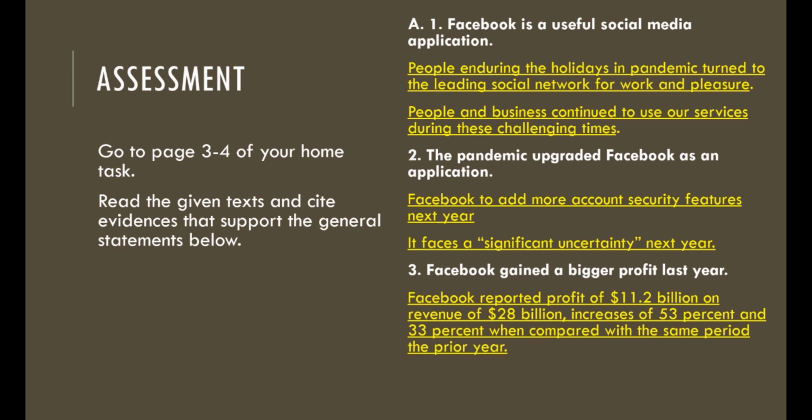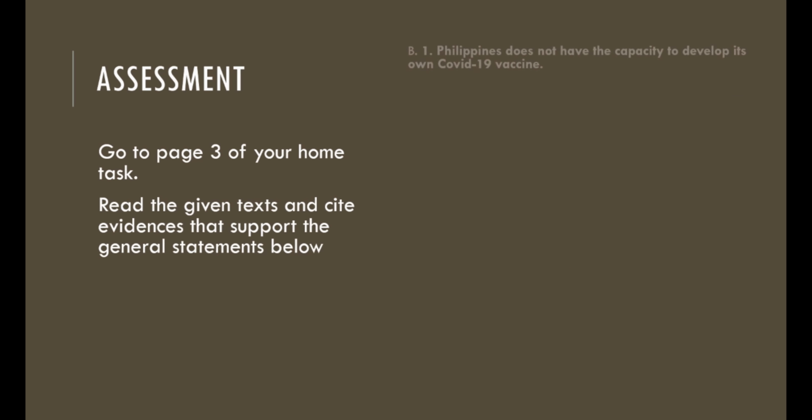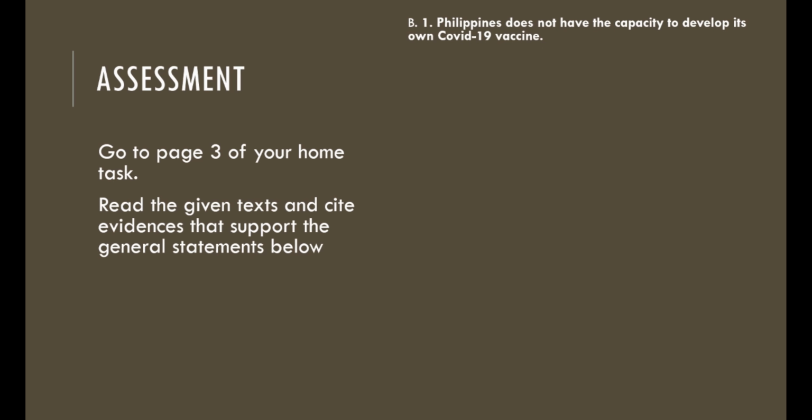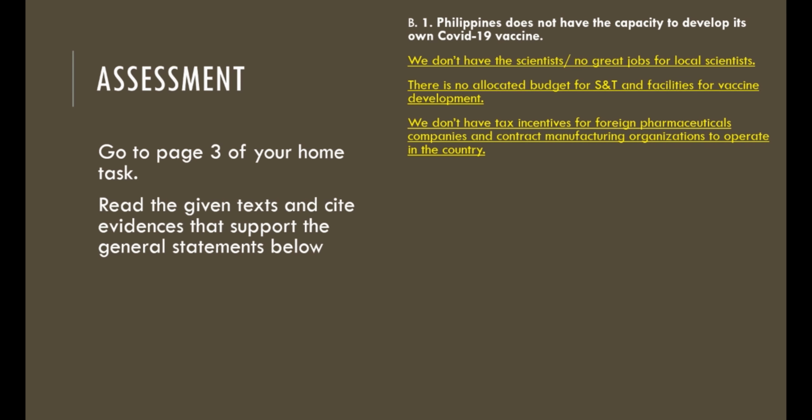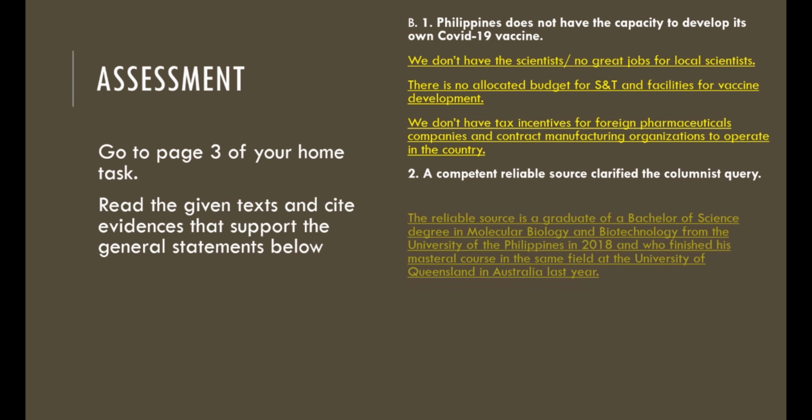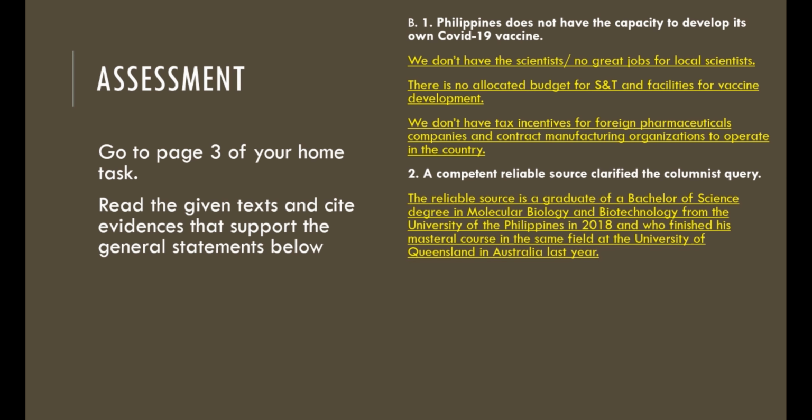For letter B, number 1, Philippines does not have the capacity to develop its own COVID-19 vaccine. Number 2, a competent, reliable source clarified the columnist query. Number 3, the country does not have the resources to develop a COVID-19 vaccine.